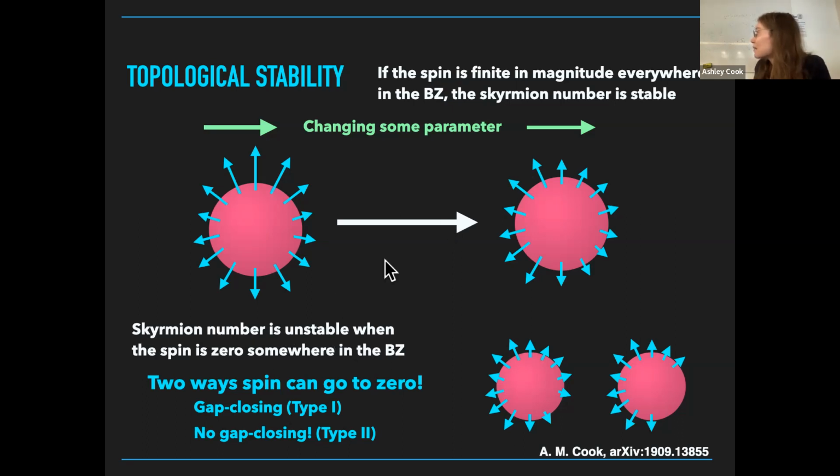The key point is that you then destabilize the Skermion number by having the spin go to 0 in magnitude. And this can happen in 2 different ways. The first kind is with the closing of an energy gap.